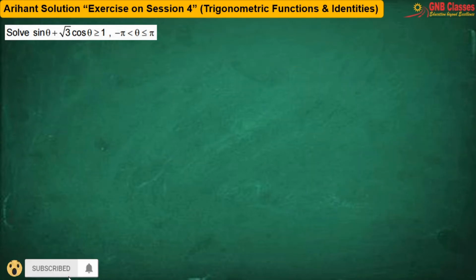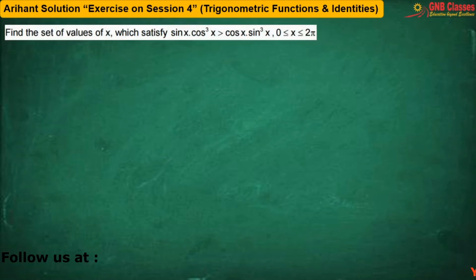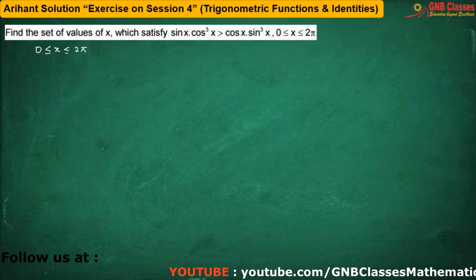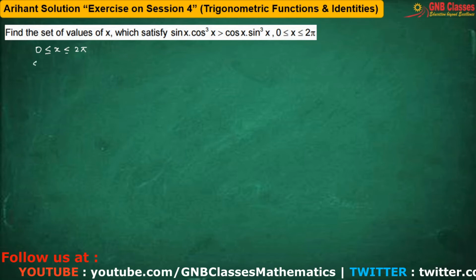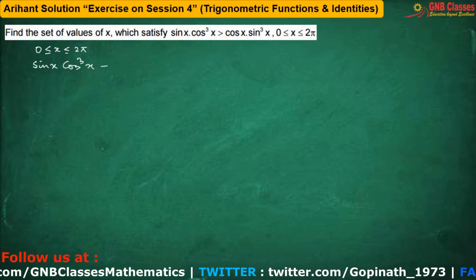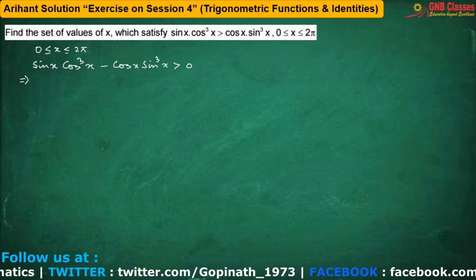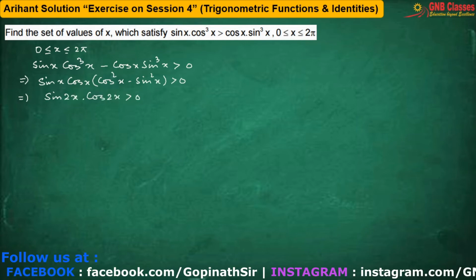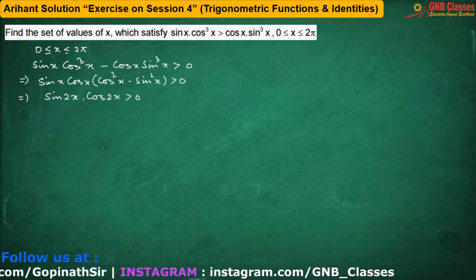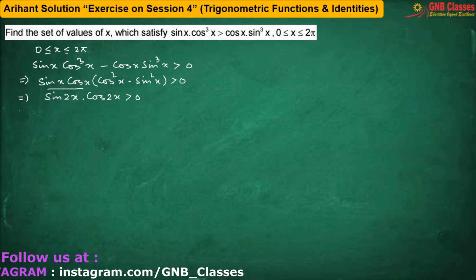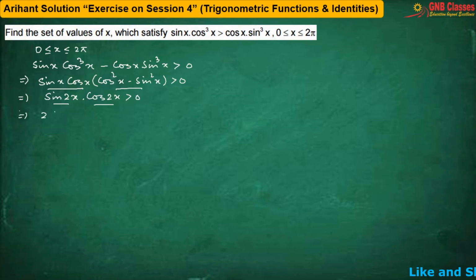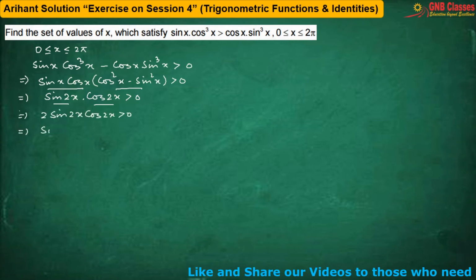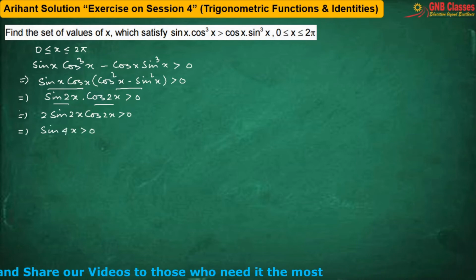Move for the next problem. Here they have given that x is lying between 0 and 2 pi. Now the inequation that is given... So after simplification, we are going to get... Is it clear to all of you? Here basically what I have done, I have multiplied 2 on both sides. So 2 sin x cos x will give you sin 2x and this part will give you cos 2x. Again I am multiplying 2 on both sides. So we are getting basically sin 4x is greater than 0.